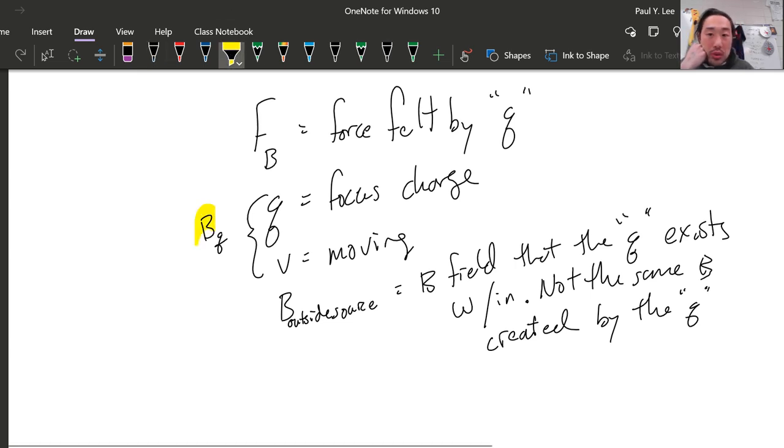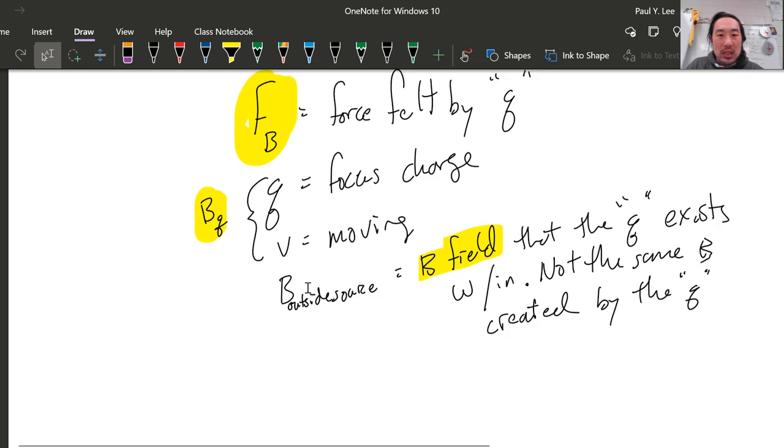Our first B field is created by the charge for the mere fact that it's moving, and that charge is also existing in another, different B field. So now you have two magnetic fields that can interact with each other. That's as if you just have two magnets being brought close to each other. And when you do that, the two magnets will interact, and the interaction is what we call a force.